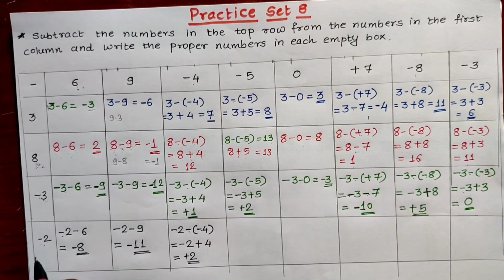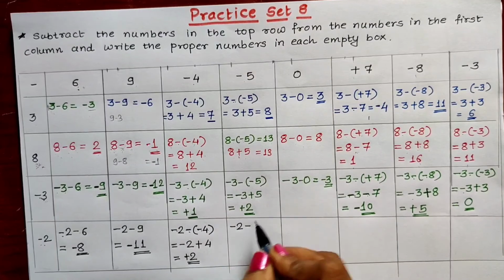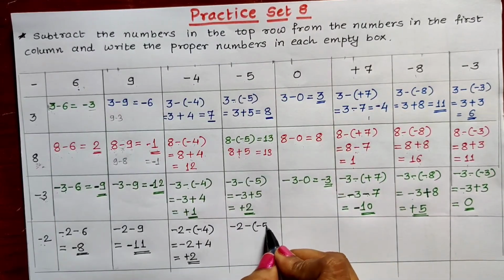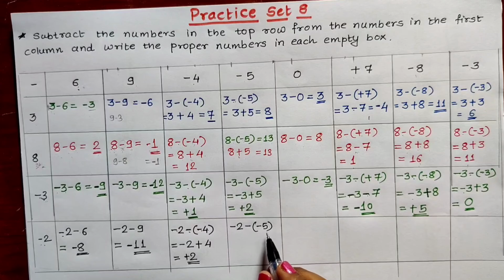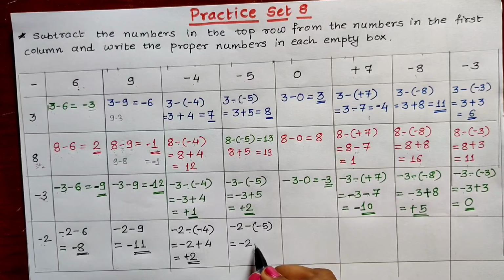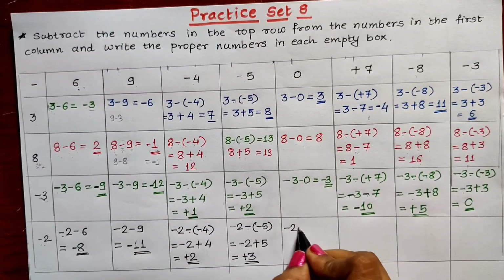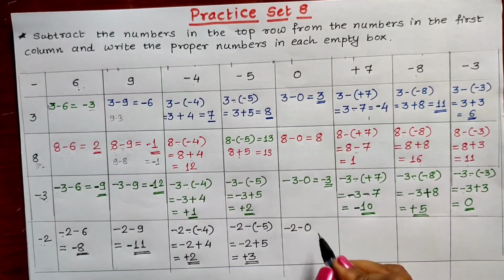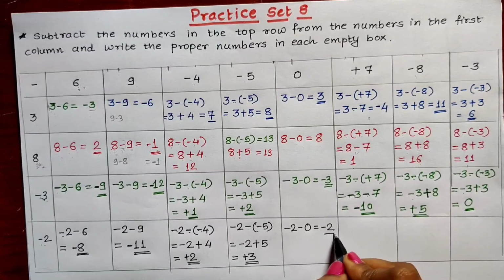Next one, minus 2 minus this minus 5. Two signs are coming close, so minus 5 is written in the bracket. Minus 2 as it is I write, minus minus become plus 5. Different sign, that means I have to subtract the smaller number from bigger one. 5 minus 2, 3. And sign of bigger number is plus, so answer should have plus sign. Plus 3 is the answer. Minus 2 minus this 0. Minus 2 minus 0 is, answer is minus 2.